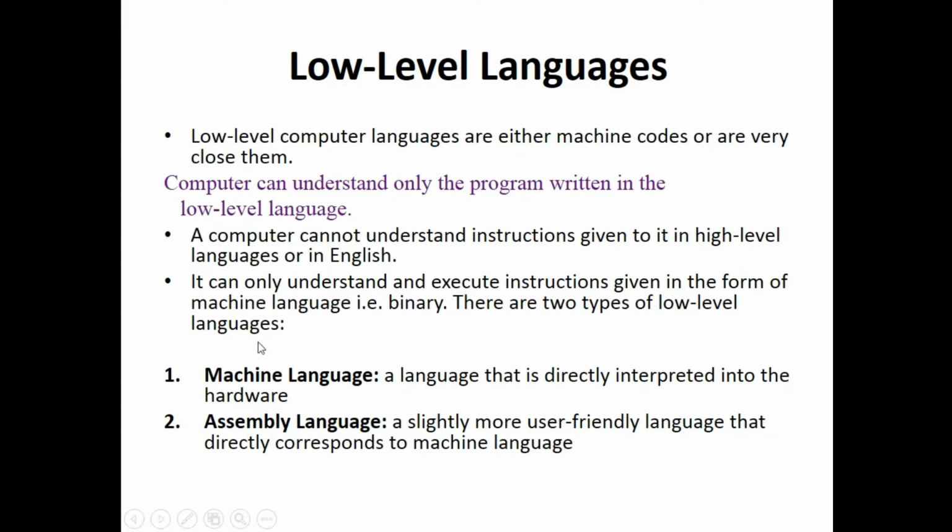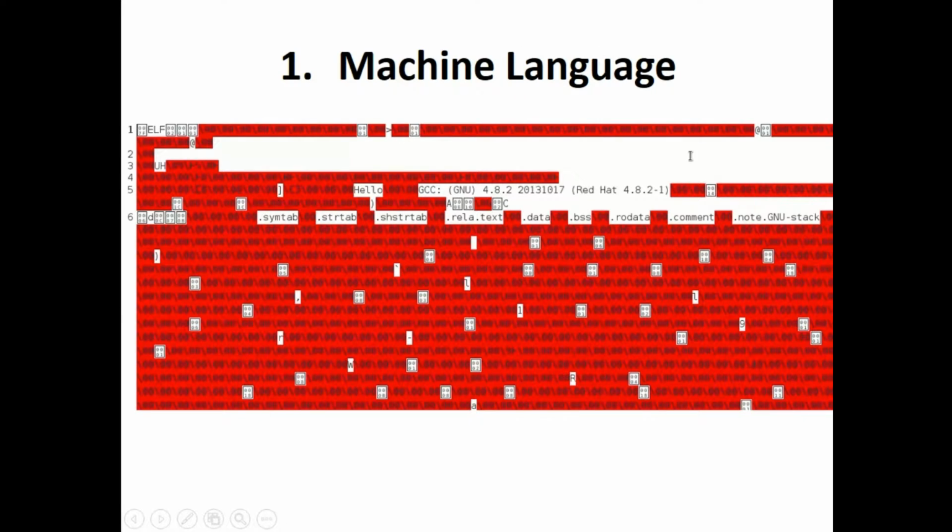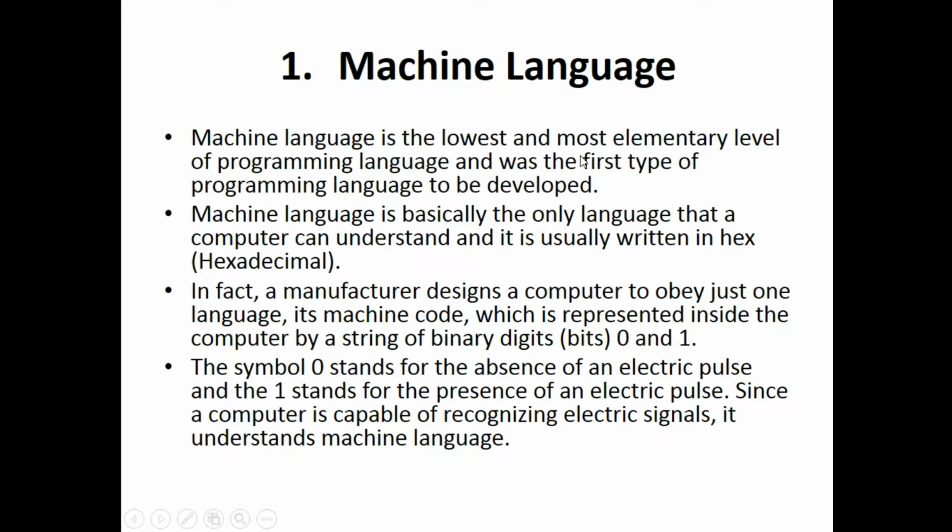There are 2 types of low level language: machine language, a language that is directly interpreted by the hardware, and assembly language, a slightly more user friendly language that directly corresponds to machine language. This is an example of machine language. The whole thing is written in zeros and ones. Machine language is the lowest and most elementary level of programming language and was the first type of programming language to be developed. Machine language is basically the only language that a computer can understand, and it is usually written in hexadecimal format or in zeros and ones.